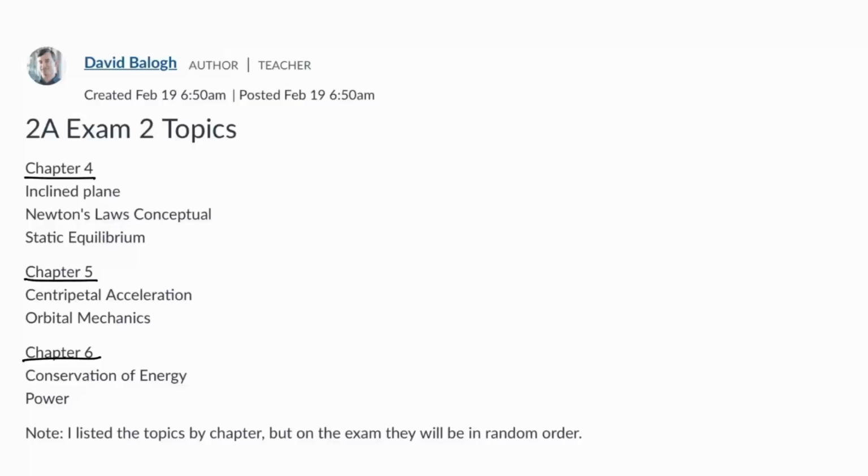Chapter 5. Centripetal acceleration, orbital mechanics. Pick one. Orbital mechanics. What do we know about orbital mechanics? This is from memory, so I do not guarantee anything. Somebody caught the error I made in the conservation of energy equation, which I corrected. Couldn't correct it in the YouTube, but I corrected it in the PDF. So I make mistakes too.